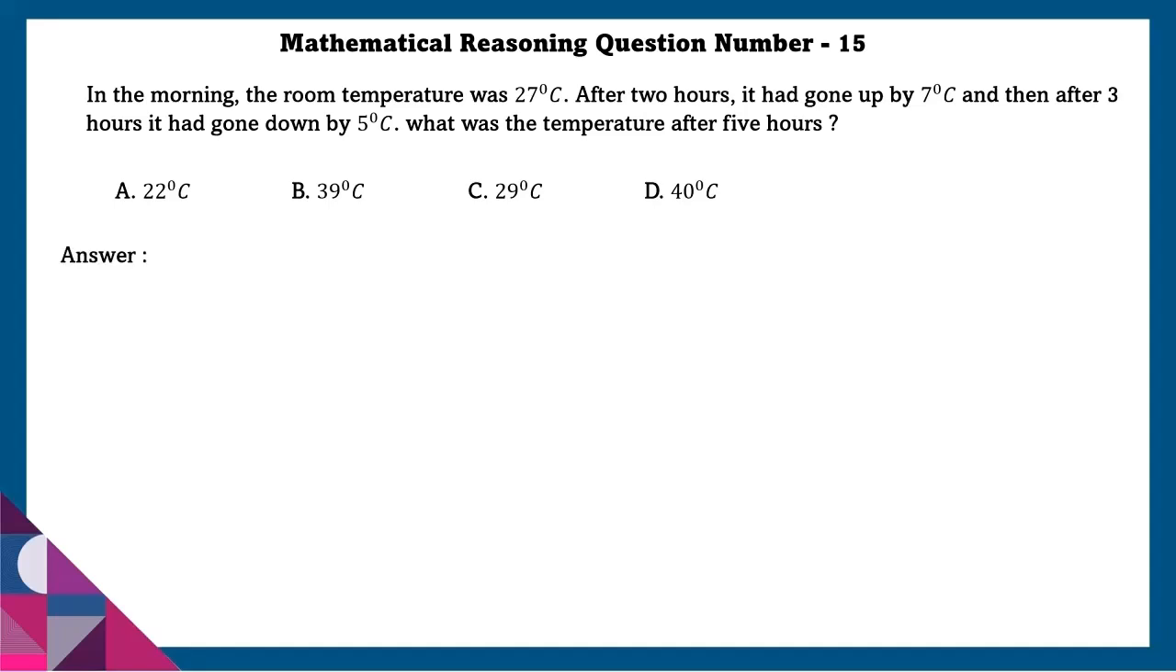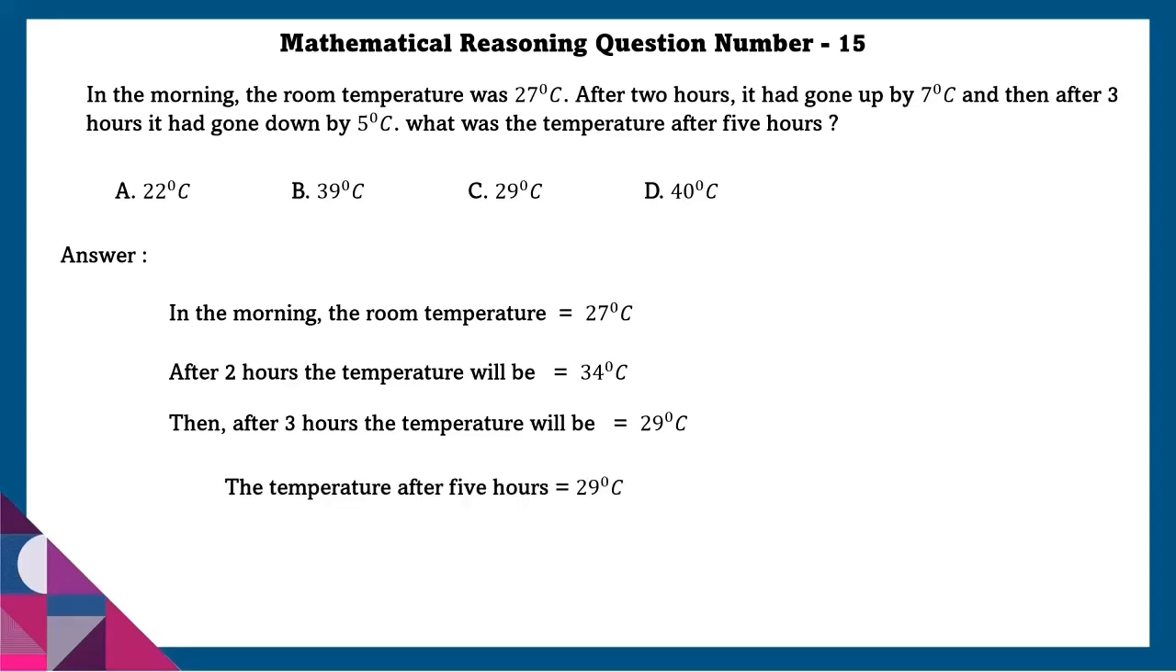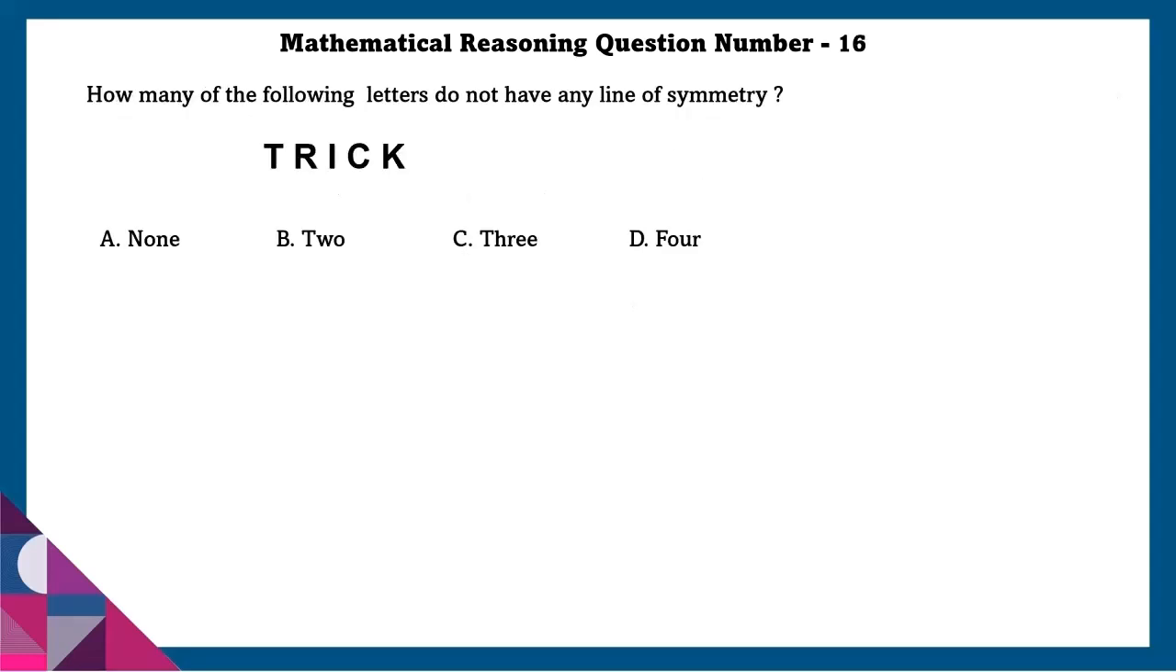So first let us calculate. After 2 hours, the temperature will be 34 degrees Celsius. Then after 3 hours, the temperature will be 29 degrees Celsius. So the temperature after 5 hours is equal to 29 degrees Celsius.